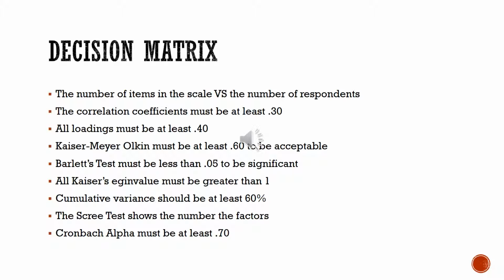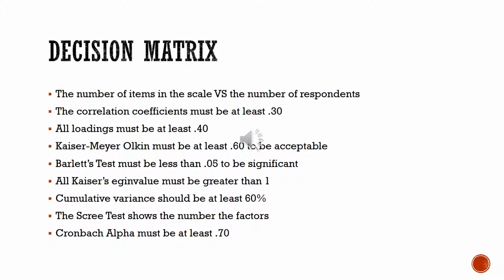So when you look at the decision metrics, these are all based on the previous studies done within social sciences research. And we have objectively decided on the following. First is the number of items in the scale versus the number of respondents. The correlation coefficients must be at least 0.30. All loadings must be at least 0.40.